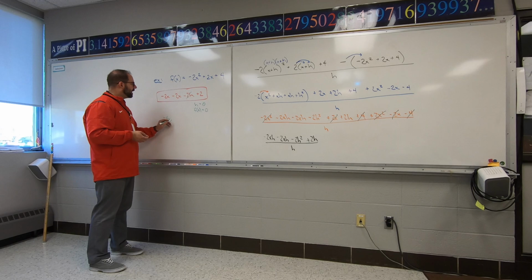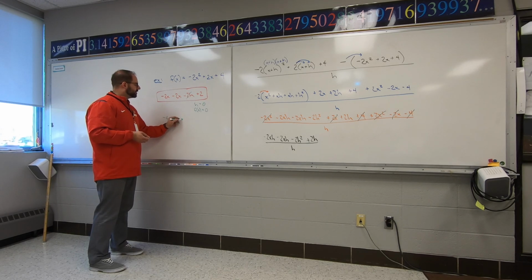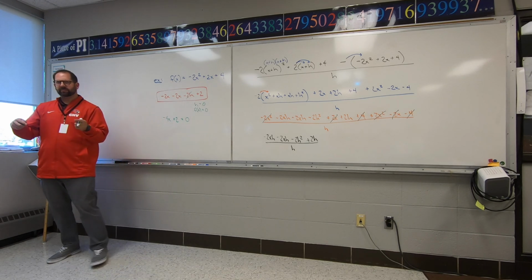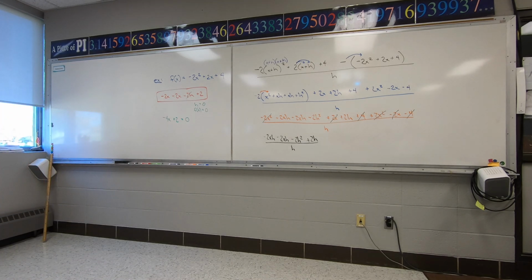So this is negative 4x plus 2. We're going to set that thing equal to 0. Sorry, I added the negative 2x and negative 2x really quickly in my head. Sorry. Didn't mean to confuse you there. Okay, questions with how I did that?